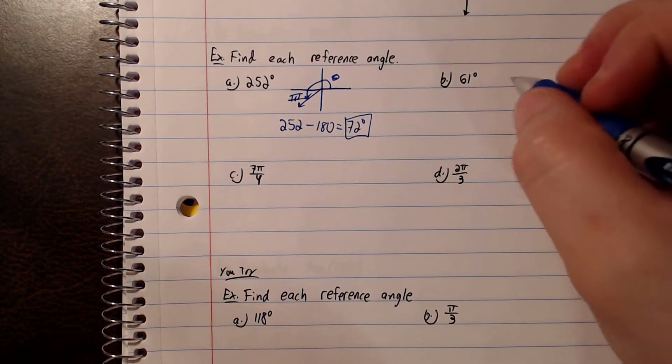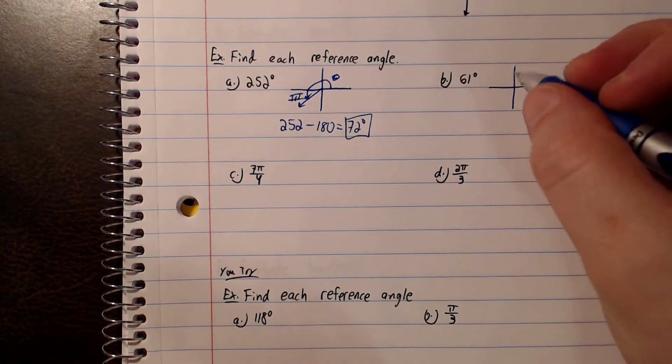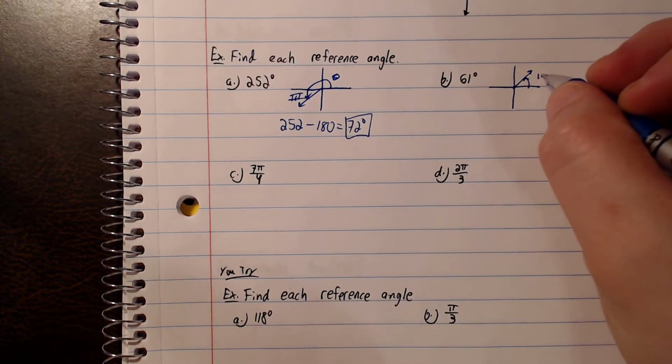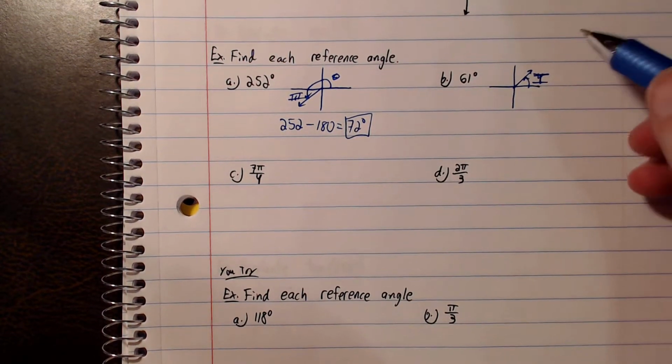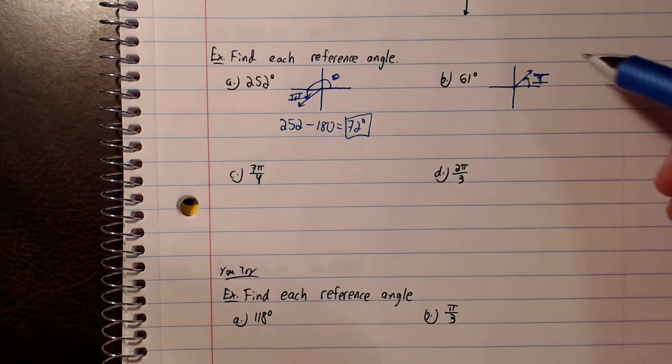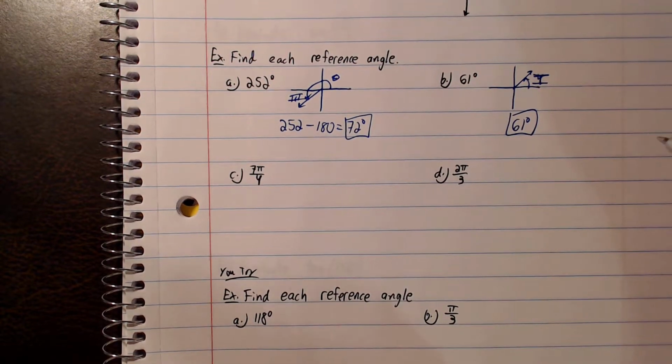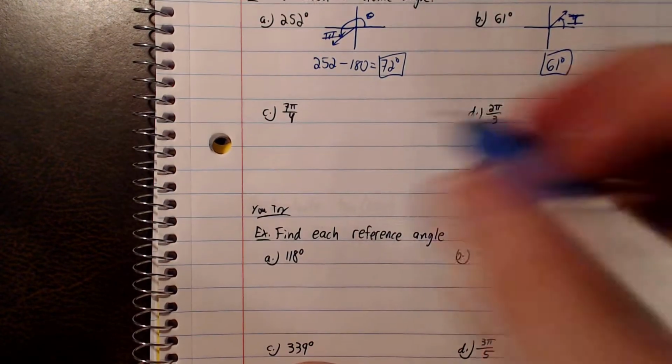Here we have 61. Well, here's 90, here's 0, so 61 should be in between. We fall in quadrant 1. As I mentioned, quadrant 1 is going to be equal to the angle measure, so 61 degrees. Working in radians, not really any different.